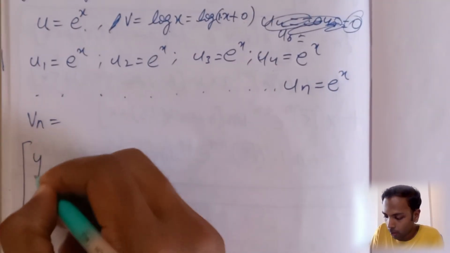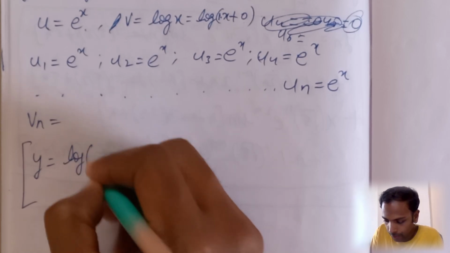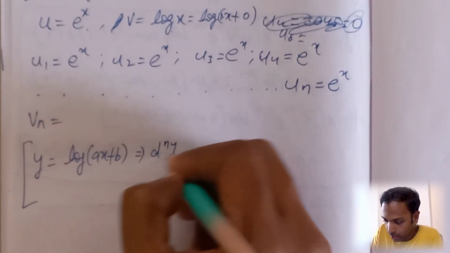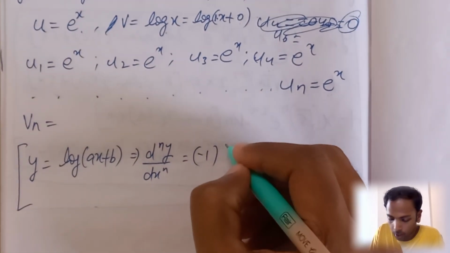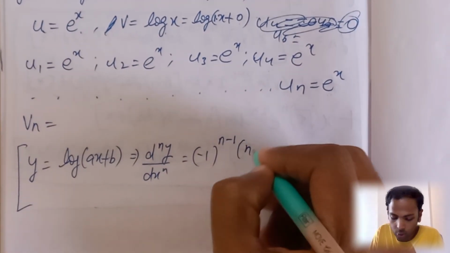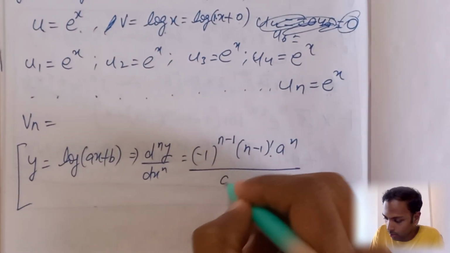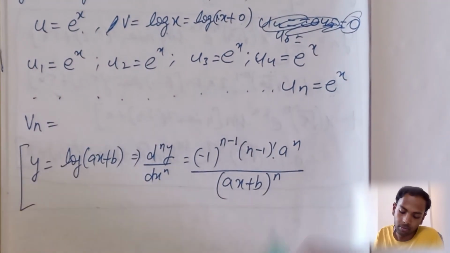Okay. Let me write the formula here. If y is equal to log of ax plus b, that implies that the nth derivative is given by the formula (-1) to the power n-1, (n-1) factorial, a to the power n, divided by (ax plus b) whole power n.